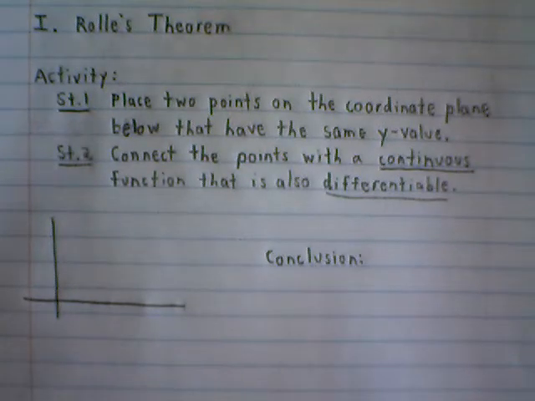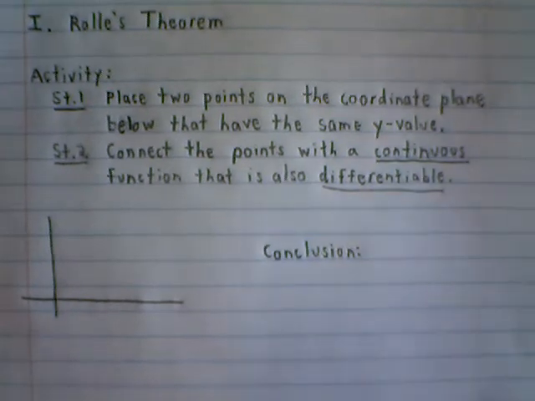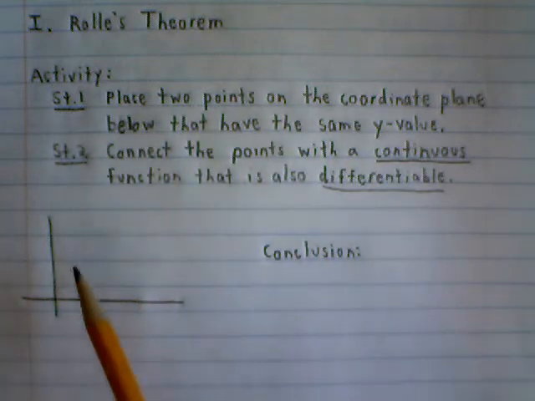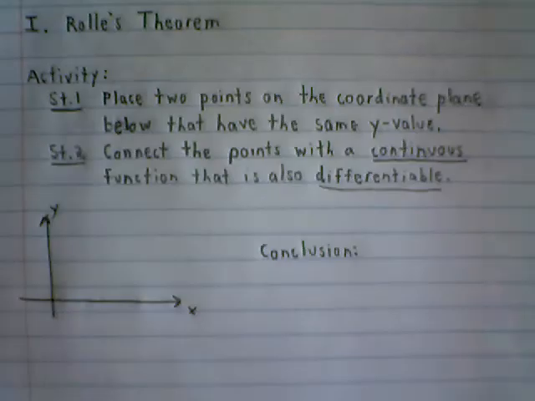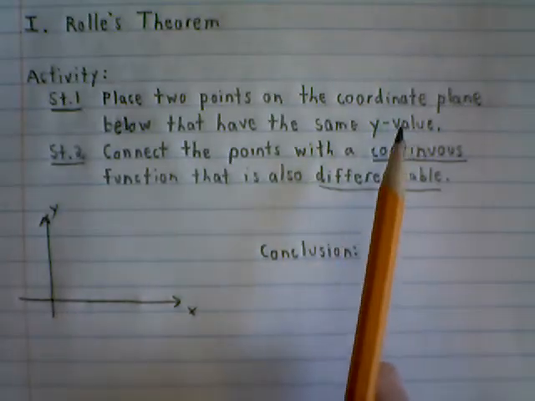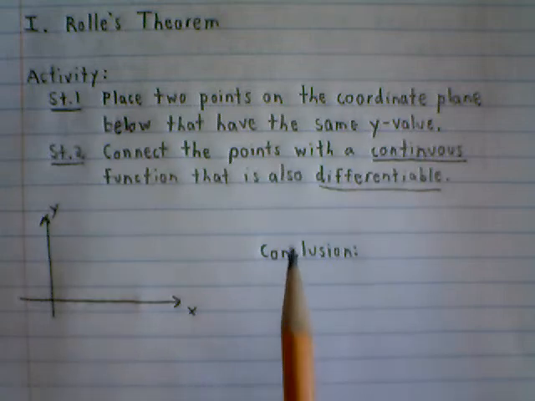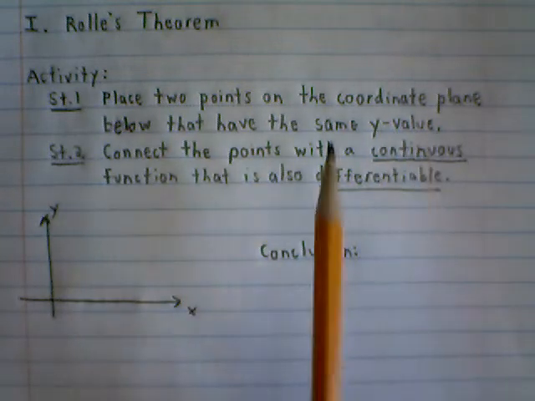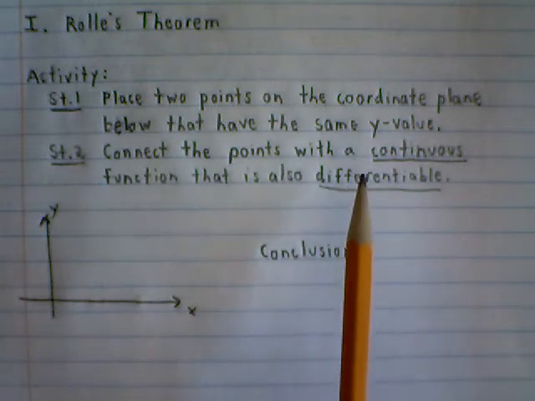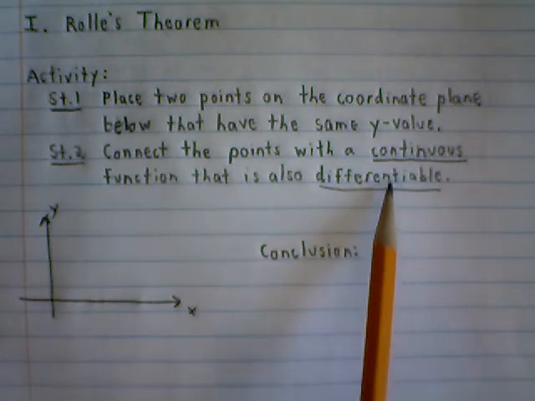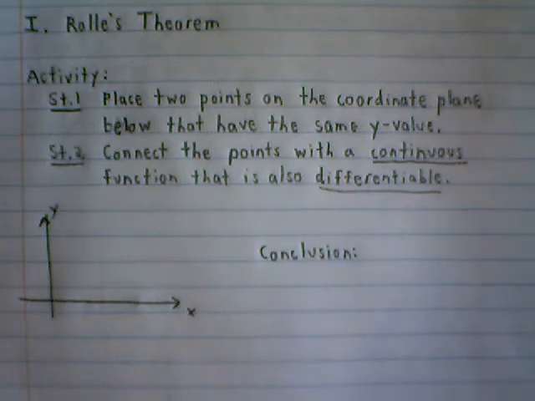If you want to pause the video and try this activity, what you're going to do is place 2 points on the coordinate plane below that have the same y value. Connect the points with a continuous function, so there can't be any holes or asymptotes or jump discontinuities, and a function that's also differentiable, so you can't have any sharp turns or cusps or discontinuities. So go ahead and do that now. Pause and just draw a function on this xy plane, and then I'm going to get started.